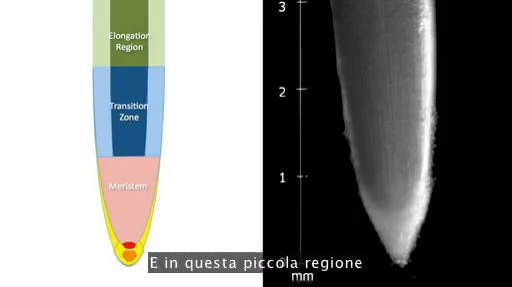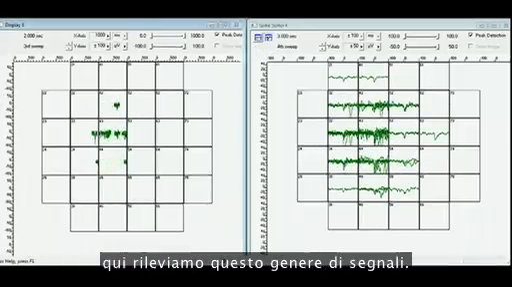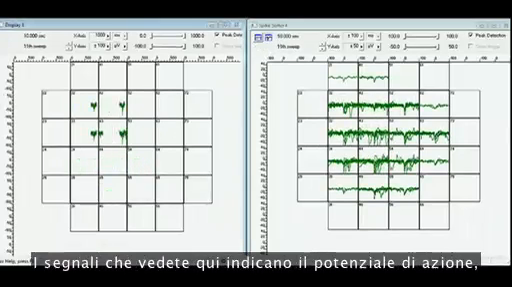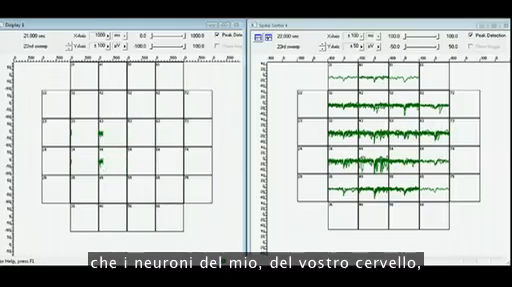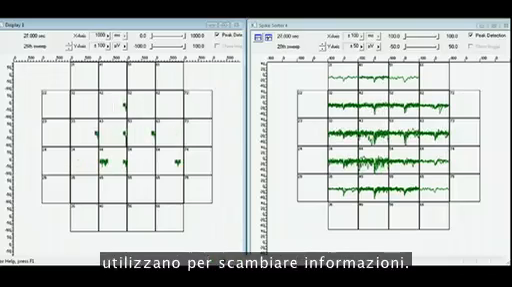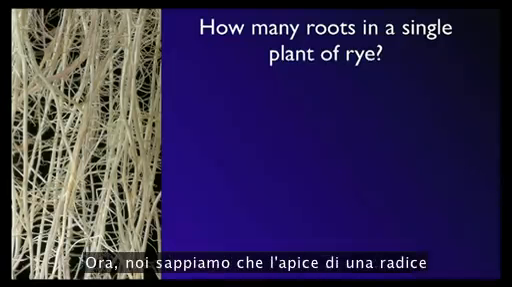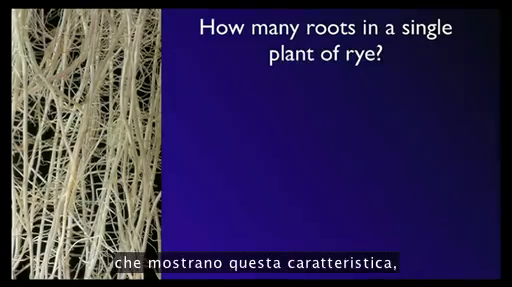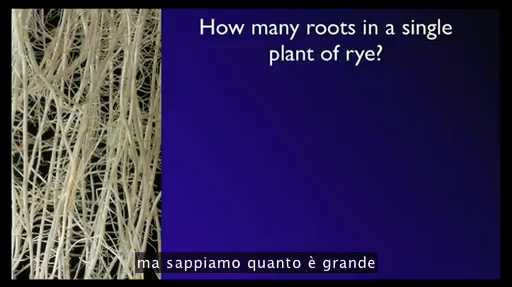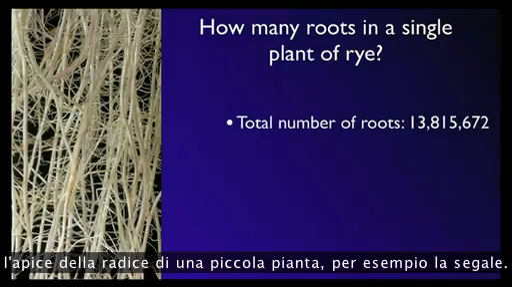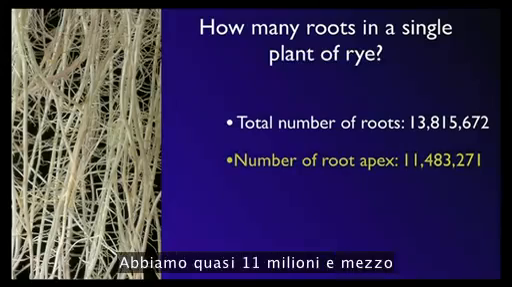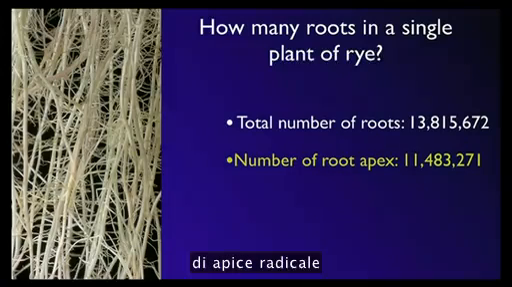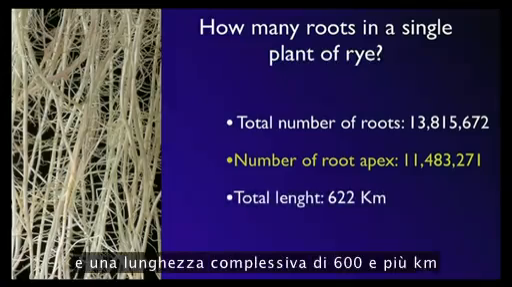And in this small region, you have the highest consumption of oxygen in the plants, and more important, you have this kind of signals here. The signals that you are seeing here are action potentials, the same signals that the neurons of my brain, of our brain, use to exchange information. Now, we know that a root apex has just a few hundred cells that show this kind of feature. But we know how big the root apparatus of a small plant is, like a plant of rye. We have almost 14 million roots. We have almost 11.5 million root apexes, and a total length of 600 and more kilometers and a very high surface area.